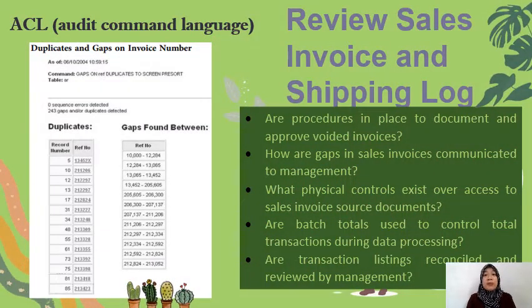So you may wonder, how can the auditor determine the duplication and missing sales invoices? It is by the features of ACL. As discussed in chapter 8, let's review what ACL is. ACL is Audit Command Language. It is the leader in the industry.